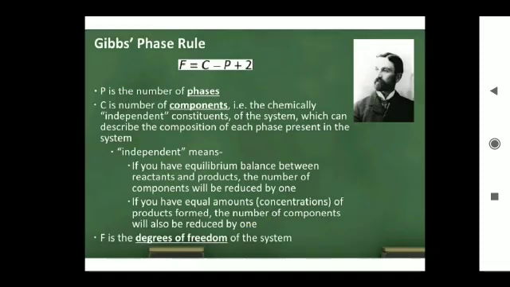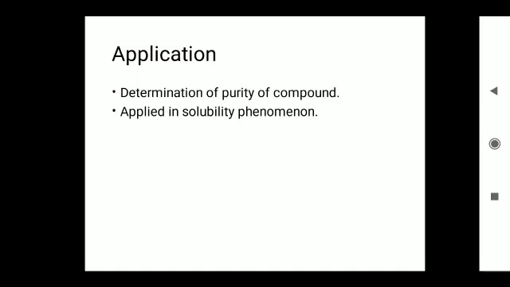The Gibbs phase rule is F equals C minus P plus 2, where P is the number of phases, and C is the number of components, the chemically independent constituents of the system which describe the composition of each phase present in the system. Independent means that if you have an equilibrium balance between the reactants and products, the number of components is reduced by 1. F is the degrees of freedom of the system. These are most commonly used for determination of purity of a compound and in applications of solubility.